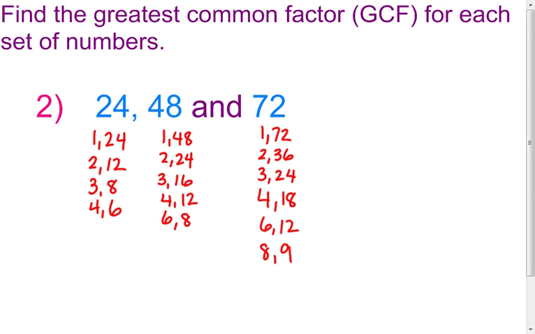Okay, so there's all of the factors of 24, 48, and 72. What you want to do is figure out the biggest number that is on all 3 of those lists. It has to be a number that's on all 3 of those lists. And the biggest number that's on all 3 of those lists actually is 24. Okay? 24 times 1 is 24, 24 times 2 is 48, 24 times 3 is 72. So 24 is the number that goes into all of those.